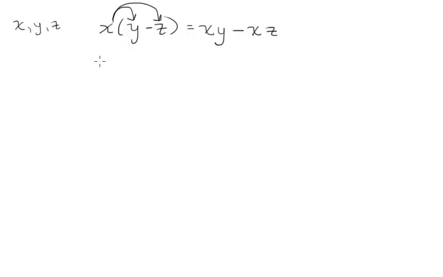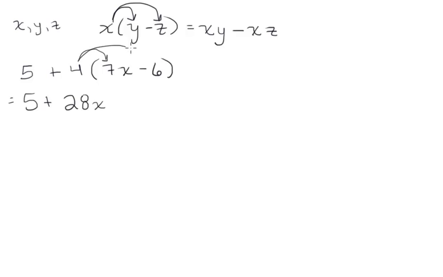Let's try one. 5 plus 4 times the difference, 7x minus 6. So again, we cannot add 5 and 4 together until we deal with the multiplication. So we're going to leave the 5 alone, and I'm going to distribute the 4 to the 7. So 4 times 7 is 28x. 4 times 6 is 24. And then I write the subtraction sign.